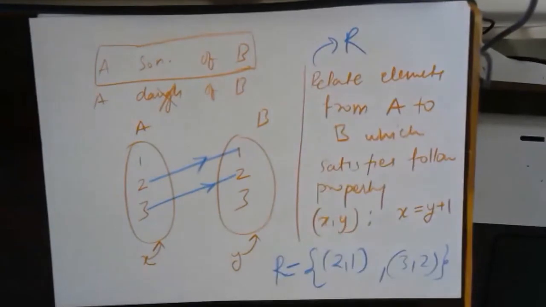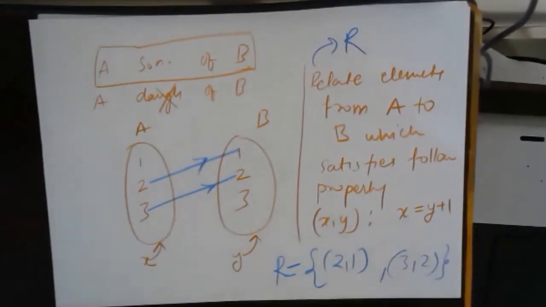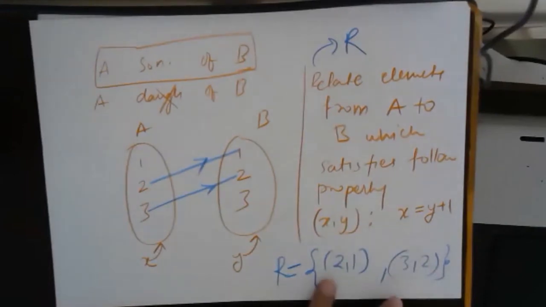Now, which elements can be taken in R? The elements of R can be taken as (2, 1) or (3, 2). That's it. It cannot be anything else. It cannot be (1, 2) or (1, 3). No. Only these elements will be related using such a property.